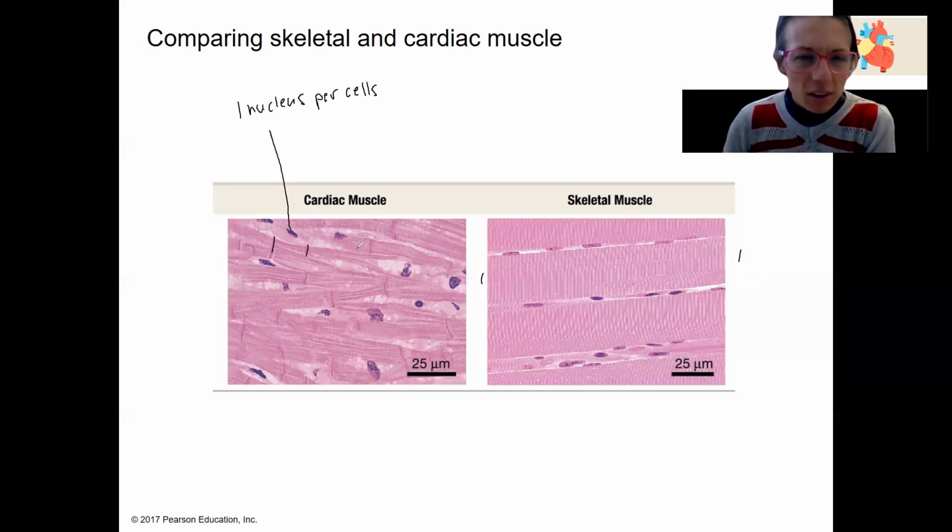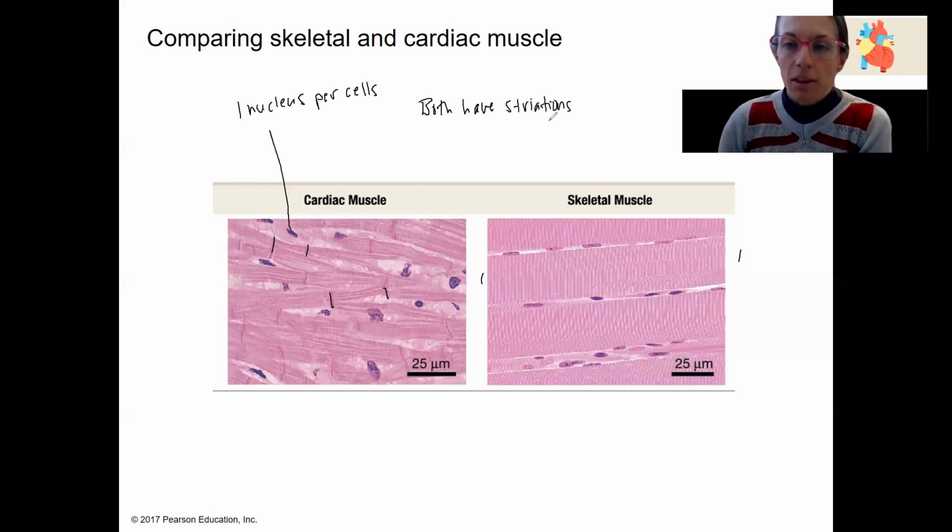I think that's one right there. By one, I'll tell you what that is. Intercalated disc, sorry. So these are many different cells here. The cells are smaller and only have one nucleus. They both have striations, which is how they contract. They're both going to have these sarcomeres that are overlapping thick and thin filaments that allow for contraction. So sarcomeres are present.